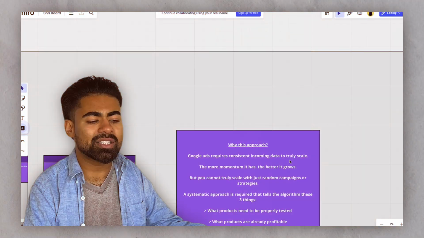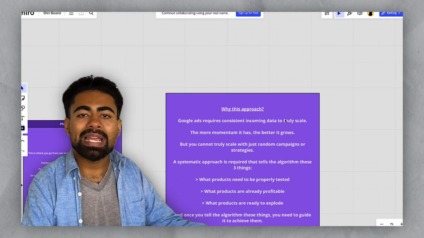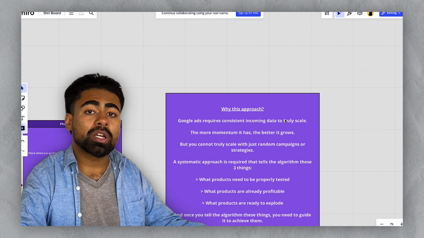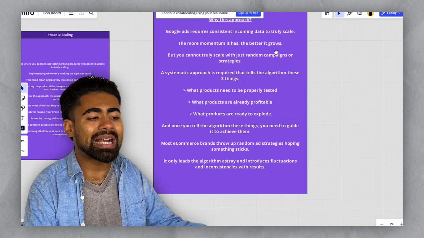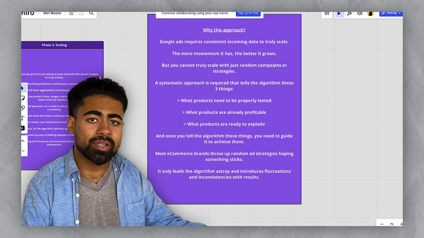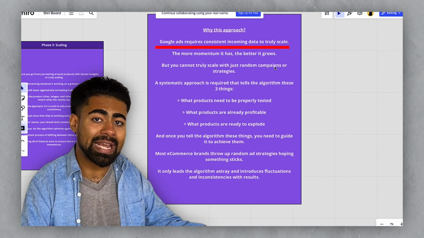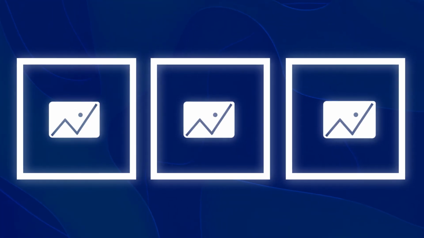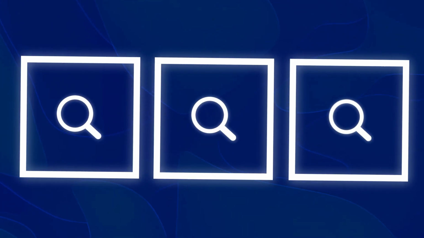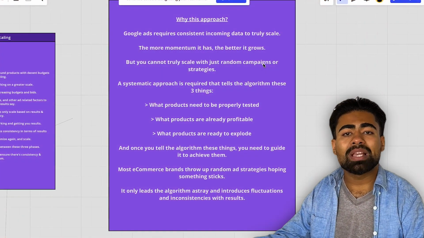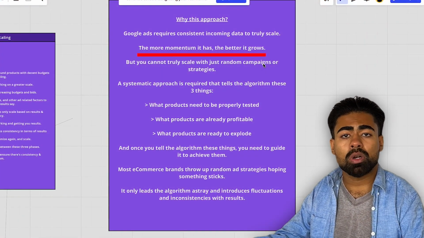But with that, let's start by understanding why this ecosystem, why this approach, and why you should change your own current Google Ads strategy to match something like this. Well, first things first, Google Ads requires consistent incoming data to truly scale. It doesn't matter if you run Performance Max campaigns, standard shopping campaigns, or search campaigns. It needs momentum. If it doesn't have momentum, it's always going to struggle to scale and grow.